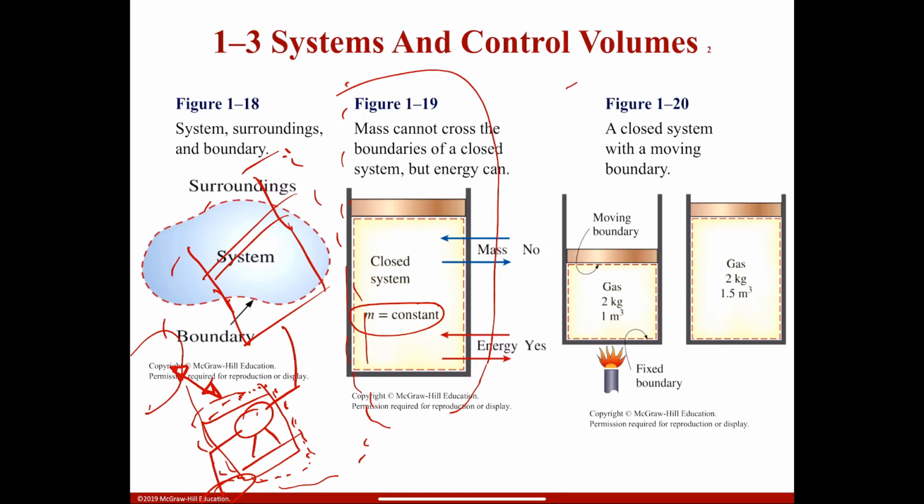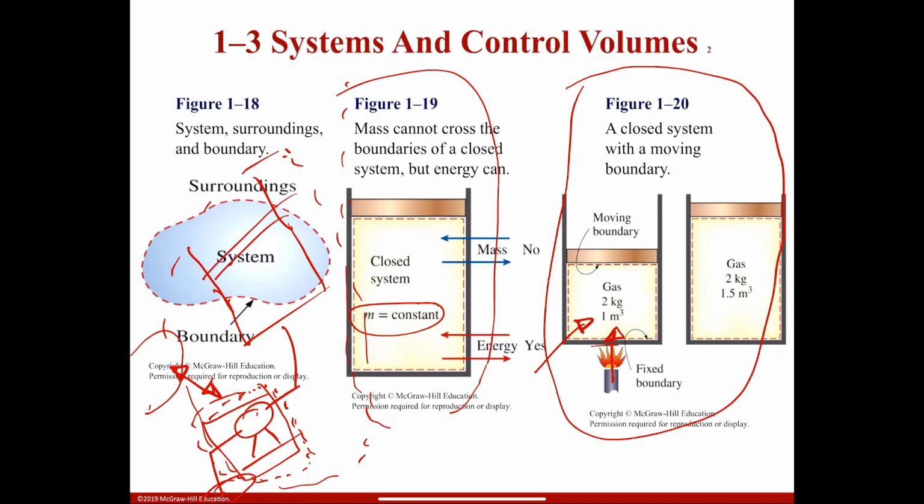On the other end, we have a closed system with a moving boundary. This one has a fixed boundary on this end, but now it has heat coming into your system. Because of the heat being added to your system, this piston will move up and therefore will change its properties. Okay, that's all you need to know for now. I'm just giving you examples, okay?